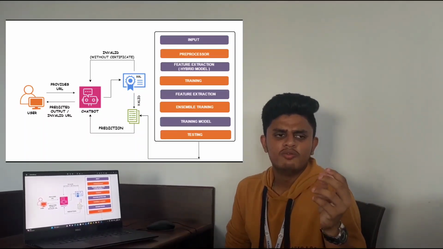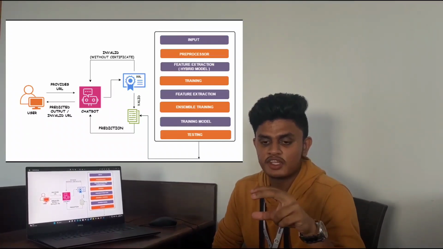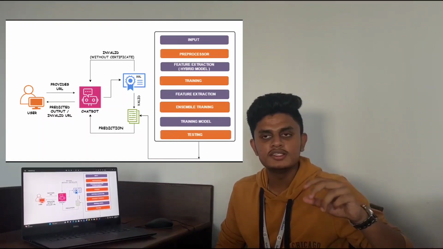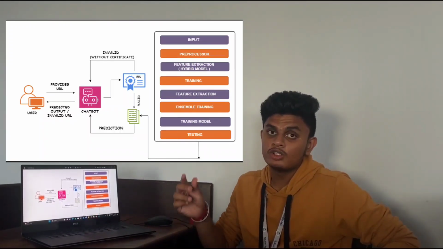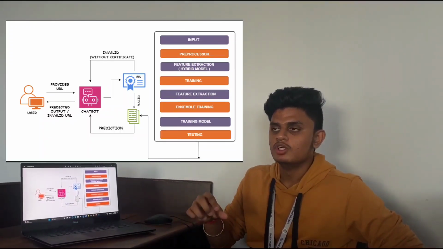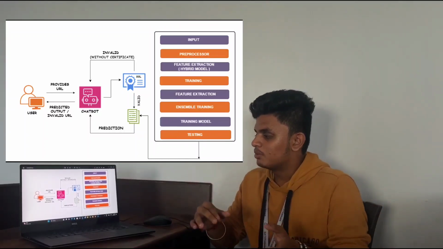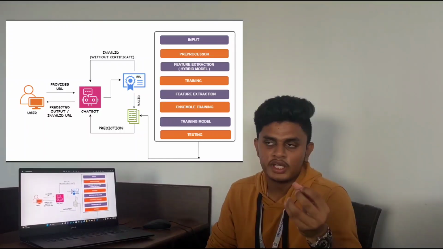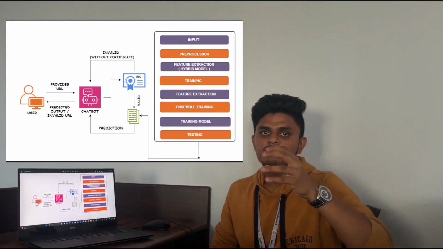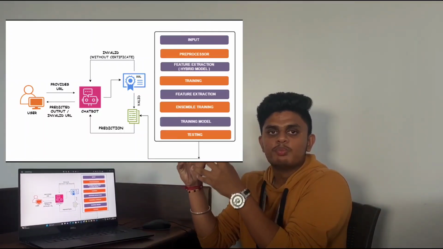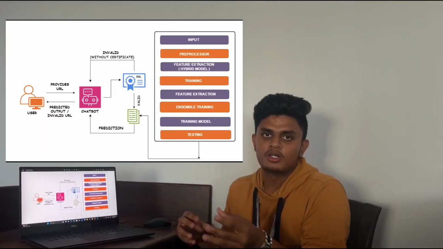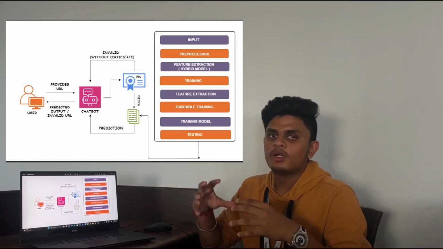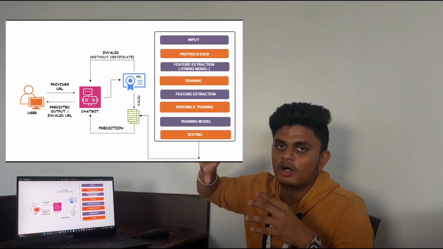But when the URL consists of an SSL certificate, it can also be a phishing website. So we move on to the next step. That is, we have already trained a hybrid model using deep learning and machine learning, and this model is used to predict whether the site is phishing or not. After that, the prediction comes to the chatbot again. The chatbot displays whether the site is phishing or not.